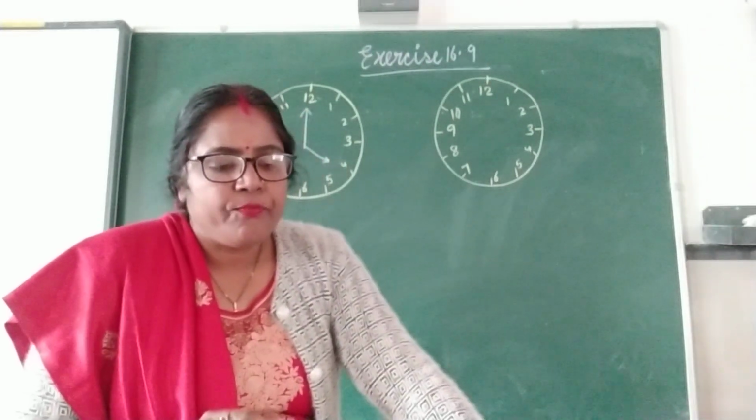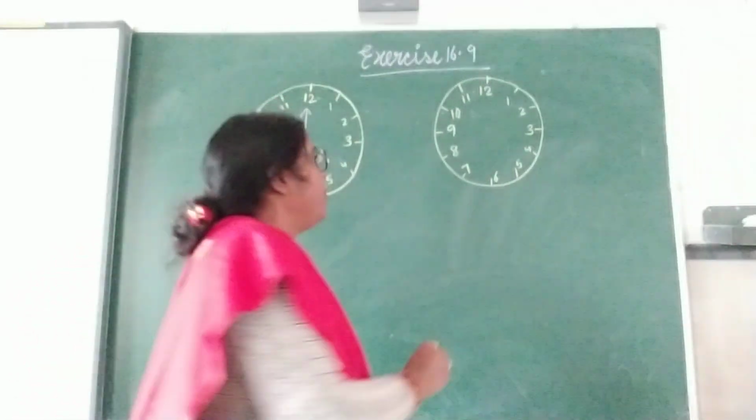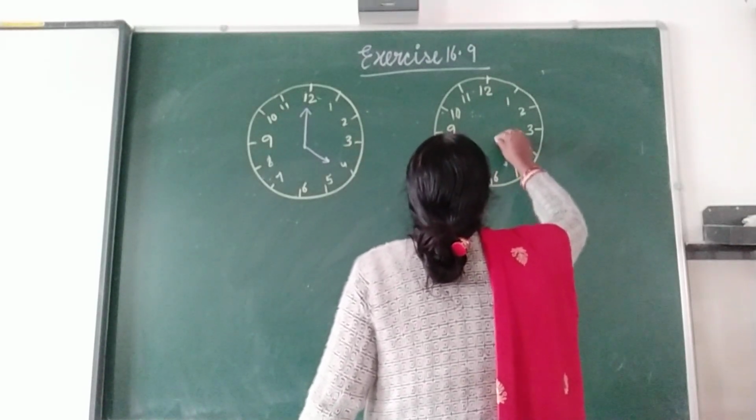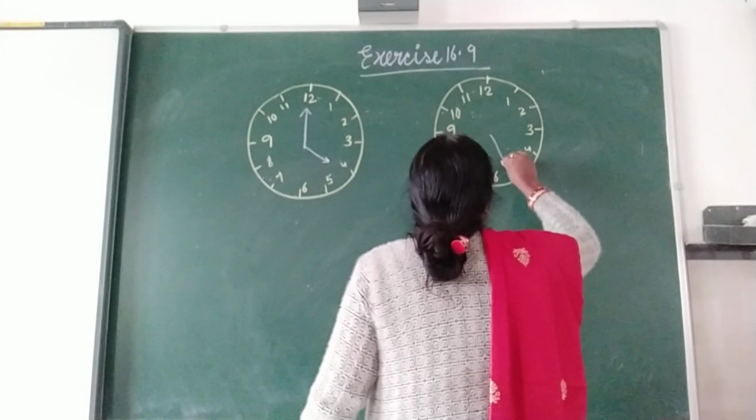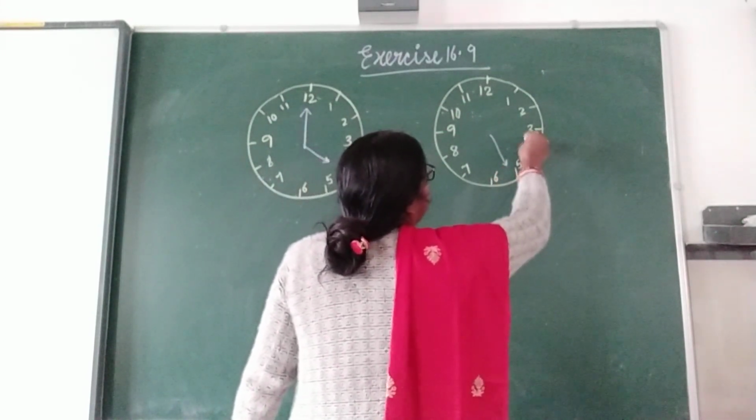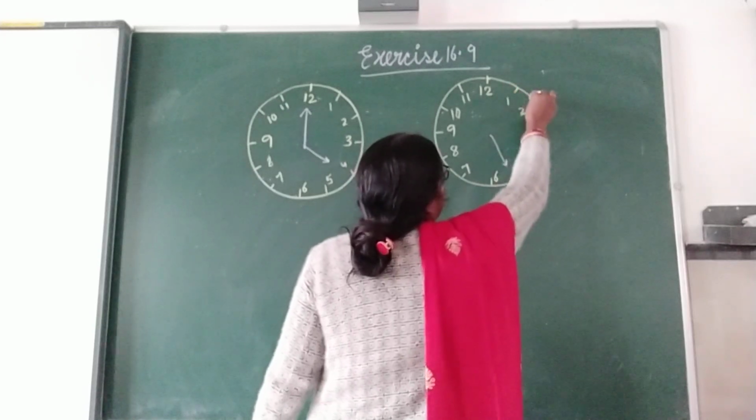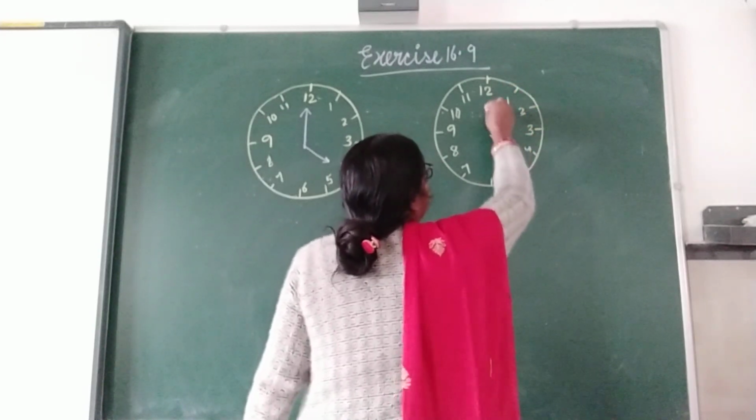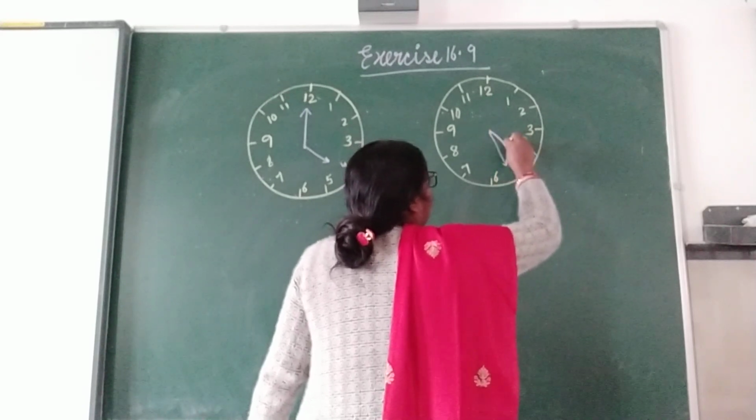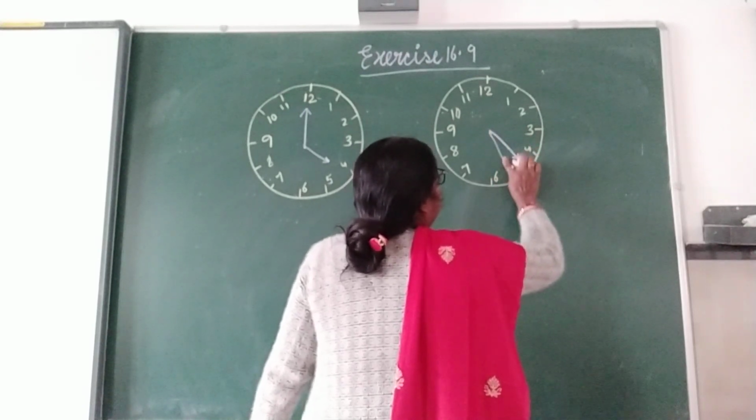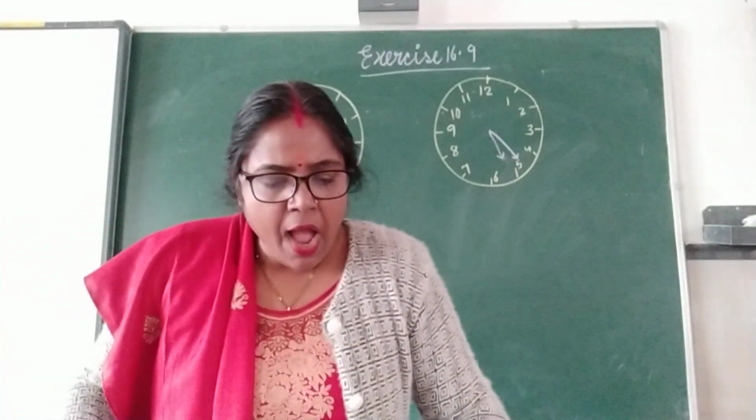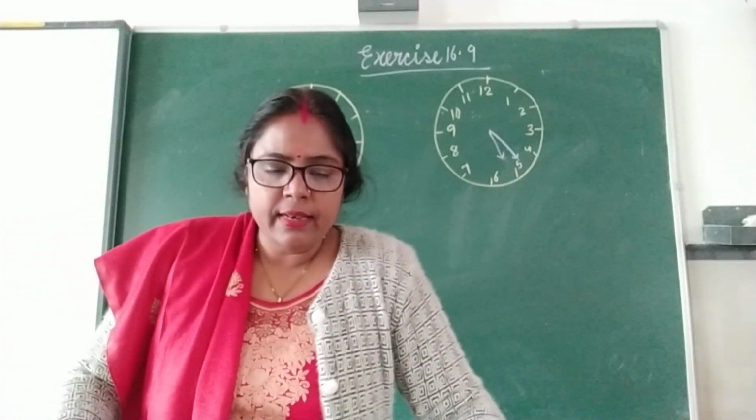He left at 25 past 5. So 25 past 5 means it will be between 5 and 6, nearby 5 and far from 6. And 25 means 5, 10, 15, 20 and 25. So our hand will be at 5. This will be a little smaller. Clear?